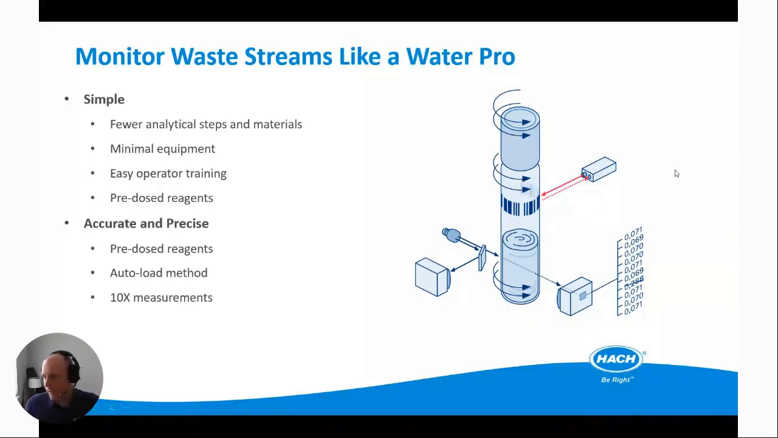So this vial here shows the barcode, and if you imagine this being within the spectrophotometer, the light reads the barcode and loads the appropriate method. In this circumstance, this was a TNT 830 vial, which is the ultra low range ammonia.